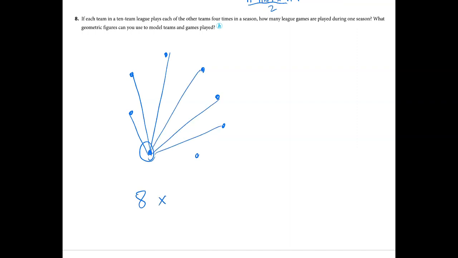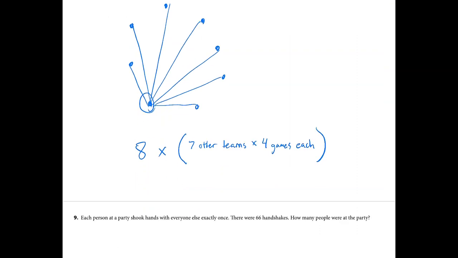there are 8 teams here. 1, 2, 3, 4, 5, 6, 7, 8. That's 8 teams, okay? And what we're going to do is we're going to say, okay, so how many games will this one play? So from this point, so 8 points, and how many games will they play? Well, they will play, right? How many per? Well, there will be 7 other teams times 4 games each. Right? So we'll get that many games in total, right?